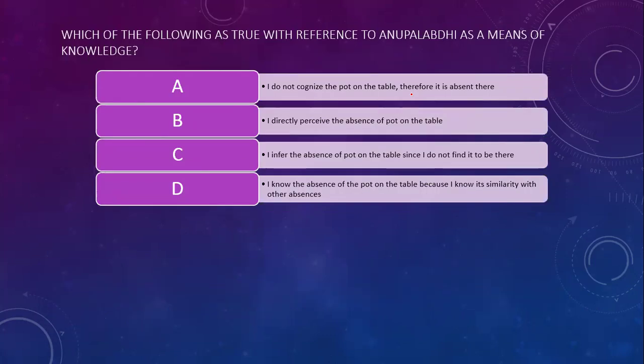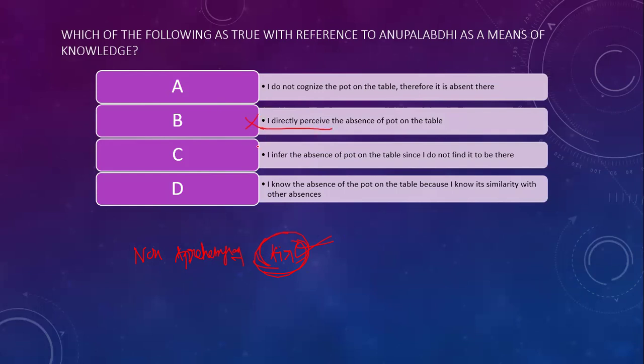Which of the following is true with reference to anupalabdhi as a means of knowledge? Anupalabdhi means non-apprehension. Like extinction, air does not exist, but we cannot deny the air. This one: I do not cognize the pot on the table, therefore it is absent there. I directly perceive the absence of the pot on the table.